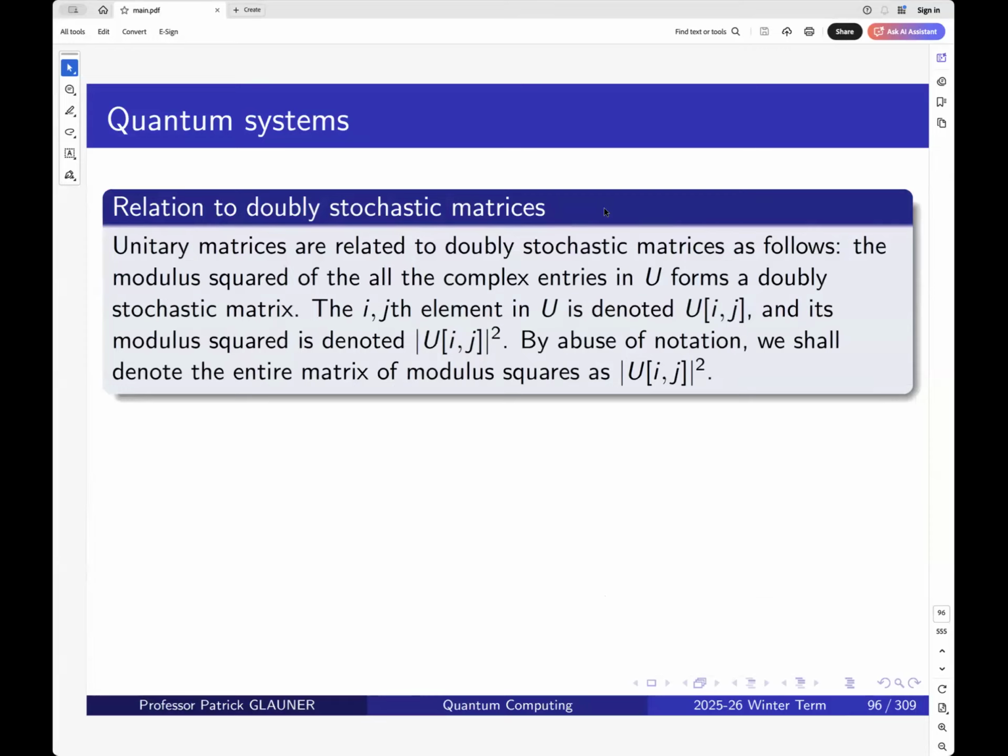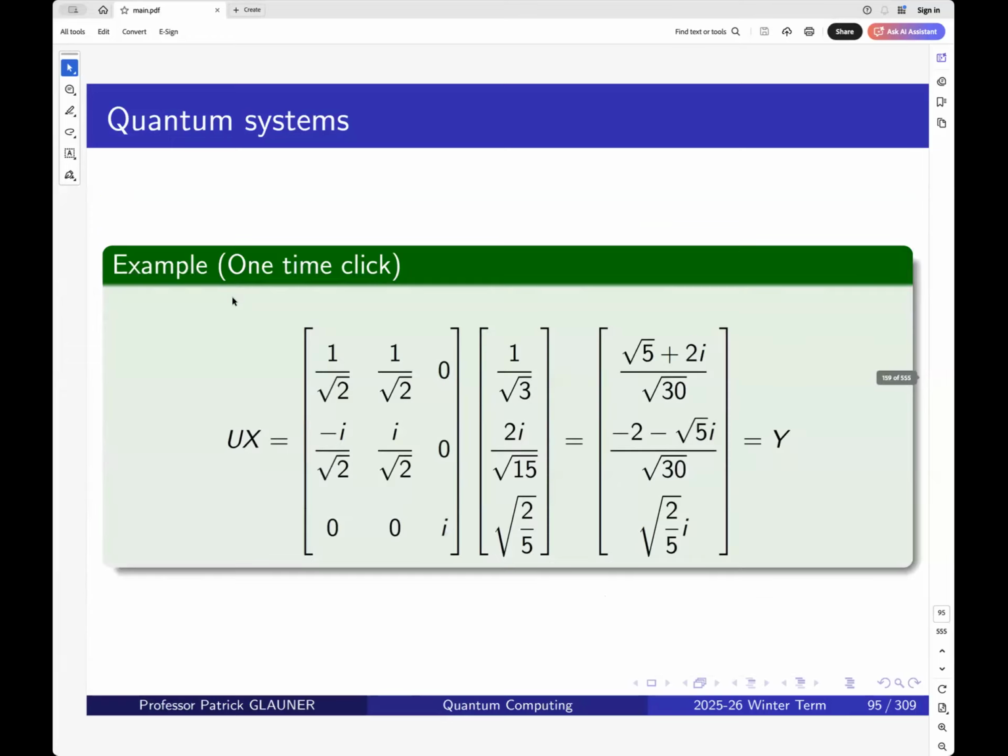Now, there is a relation to doubly stochastic matrices. And very importantly, the matrices we use here to have proper quantum systems: for probabilistic systems, we require doubly stochastic matrices. Now for quantum systems, we require unitary matrices. Who of you remembers unitary matrices from last week? Maybe send me a green reaction or thumbs up if this is something you remember, or thumbs down if this is something you forgot.